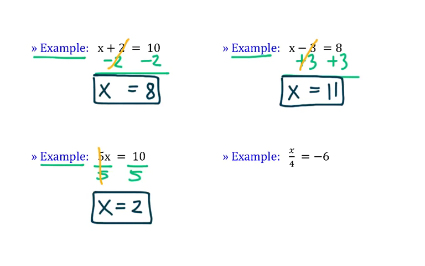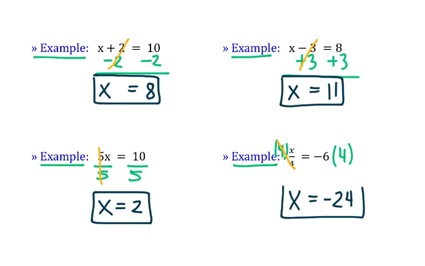Last but not least, we have x divided by 4 equaling negative 6. So here we're dividing by 4, therefore to undo dividing, I'll multiply both sides of the equation by 4. So I'm going to multiply on this side by 4 and on this side by 4. This frees up x on the left-hand side of the equation. On the right-hand side, negative 6 times 4 gives us negative 24, and that would be the solution.